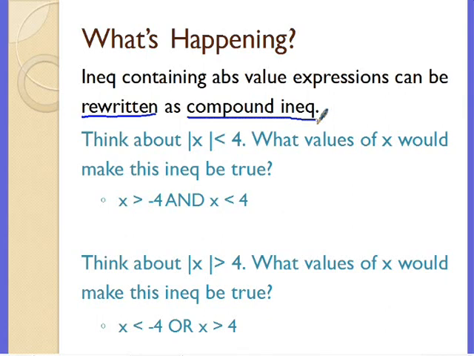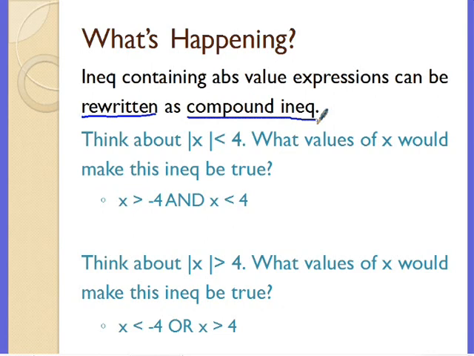So let's just think for a moment. You don't have to write this stuff down in blue. Just think with me while you're watching. Think about the absolute value of x is less than 4. What values of x would make this inequality be true? Well, a number like 3 would make it be true. Oh, but so would -3. 5, no. 1, that's good.